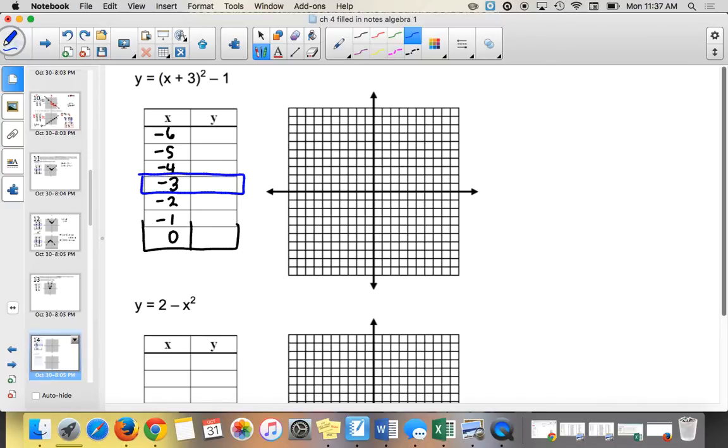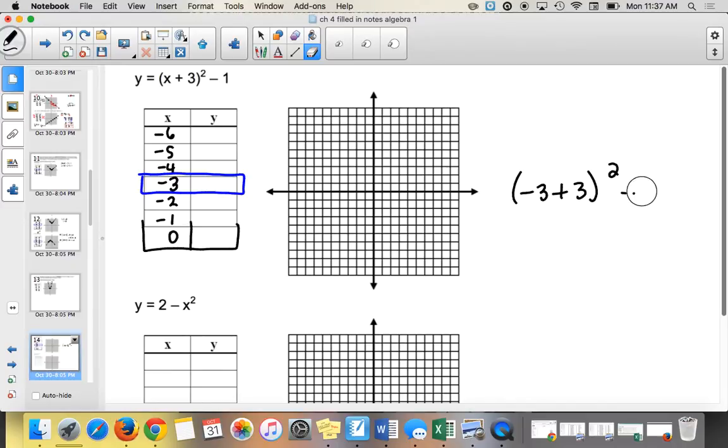All right, so negative 3. So Xavier, what do I get when I plug in negative 3? So I'm going to do negative 3 plus 3. I'm going to square it, and then I'm going to subtract 1. What did you say, Xavier? Negative 1, exactly.